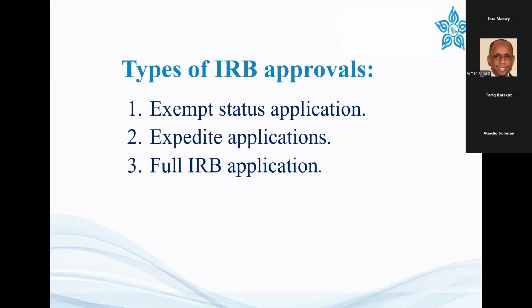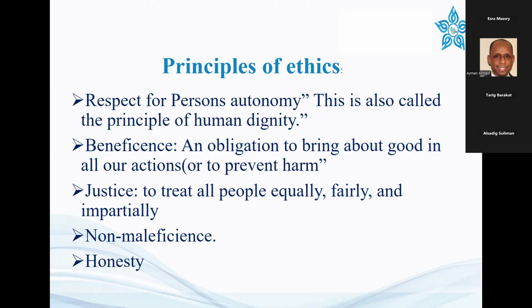And the third category, a full IRB application, is usually for clinical trials where there is a new intervention, new medication, or new devices to be used. In this case, the decision has to be a consensus, with the agreement of all the members of the committee. If anyone objected, then the decision will not be granted. The ethical clearance will not be granted.